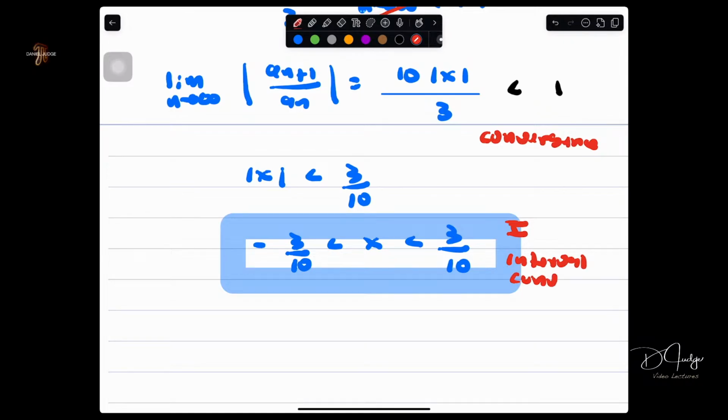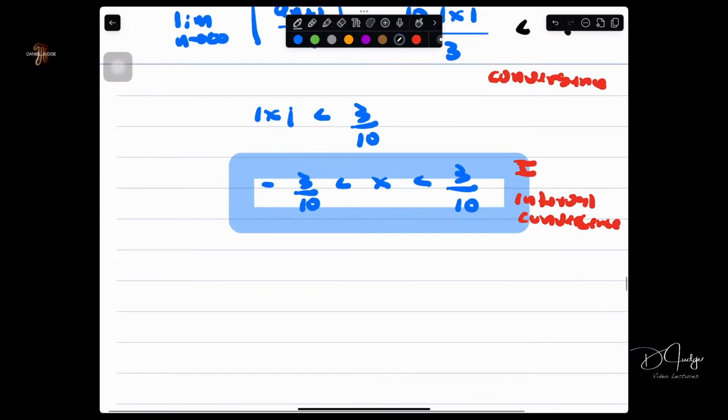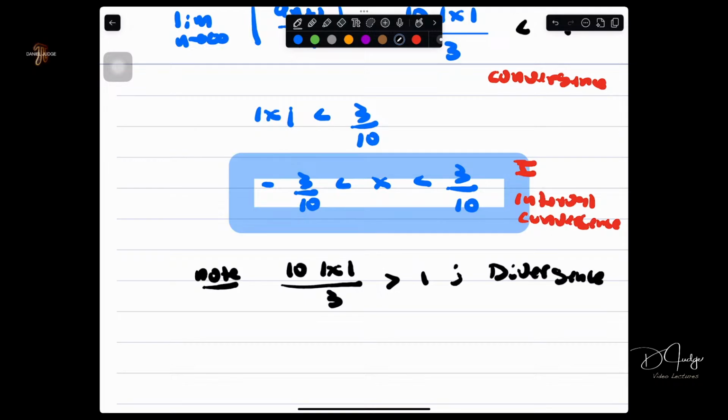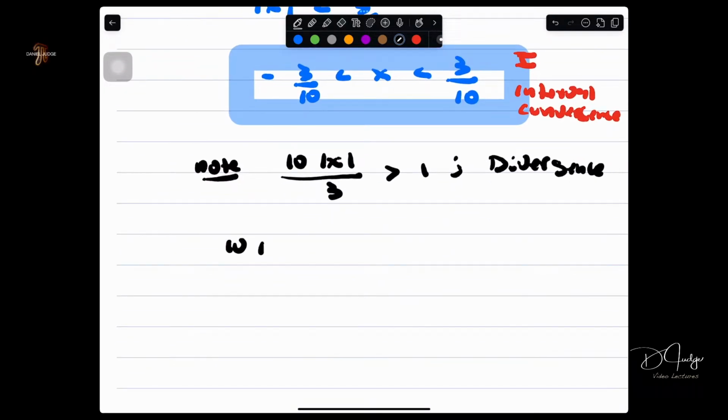However, I'm not going to write down the divergence case like I did before. We're just going to note that when 10 absolute value of x over 3 is greater than 1, you get divergence. So this is all the other values. Let's be very clear: when 10 absolute value of x over 3 equals 1, those are the inconclusive values of x. It may converge, it may diverge.